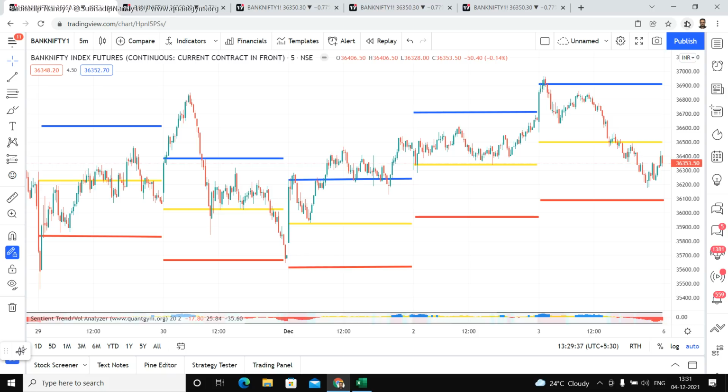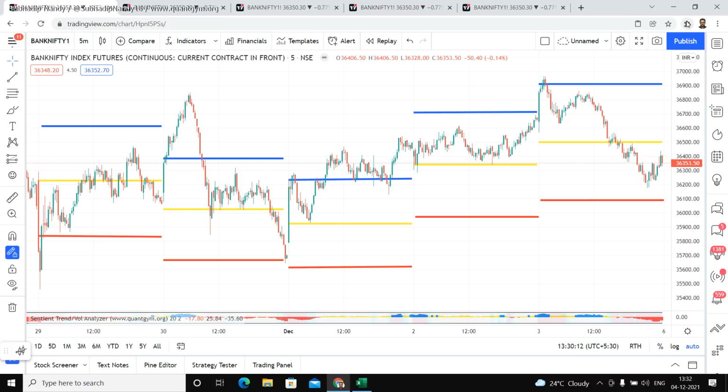So what I have in front of me is Bank Nifty index futures, and today is Saturday, 4th December. This basically encompasses the whole past week, from Monday to Friday, and what the levels were at each point of time, what the levels mean, and how we could have traded. At the very basic level, we have an upper level denoted by the blue line, a lower level denoted by the red line, and a balance level denoted by the yellow line.